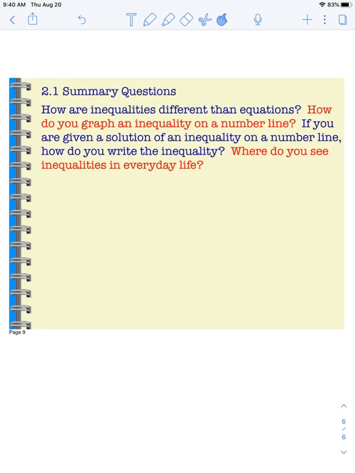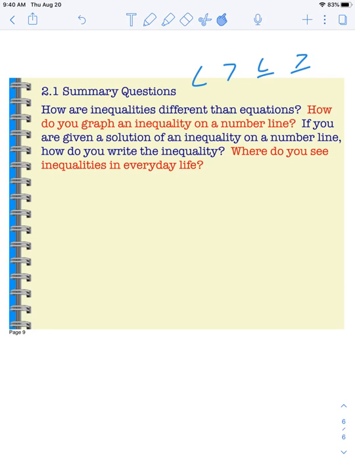All right, let's wrap it up with some summary questions. How are inequalities different than equations? Well, inequalities use the sign less than, greater than, less than or equal to, or greater than or equal to. They're also different because you could have a solution set. You could have multiple solutions.